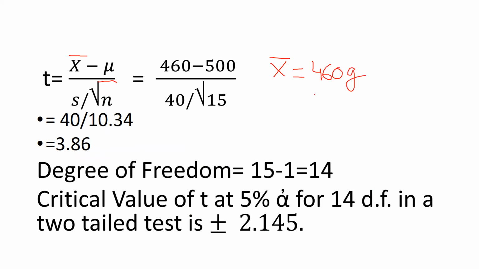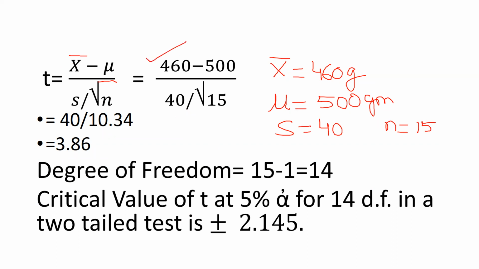Next we come to mu. What is the population mean? That is understood. That would be 500 grams because we are filling 500 grams of ice cream in each and every pack. S stands for standard deviation, which is 40, already given in the question. And n means total sample size, which is 15. We will put all the values in this formula: 460, 500, you can see both these values, 40 is the standard deviation, and this is the square root of n, 15.